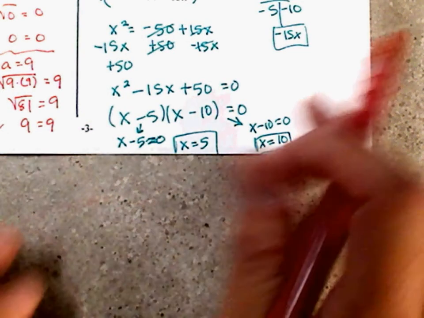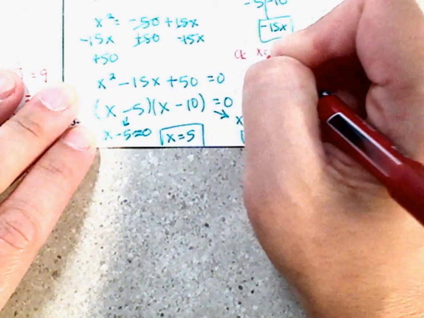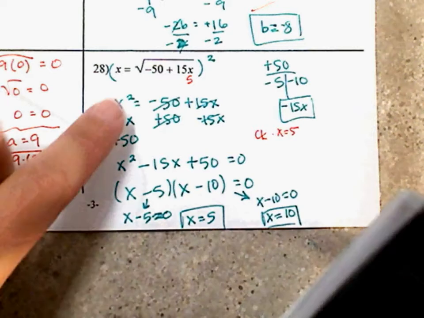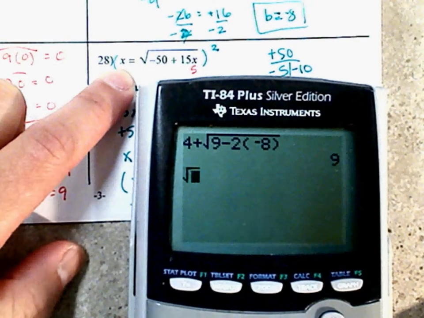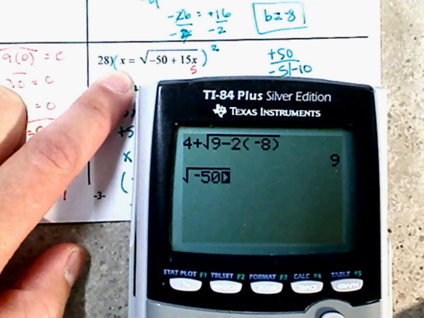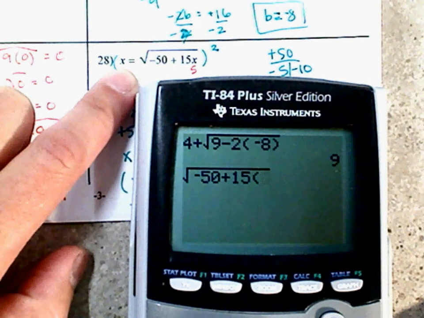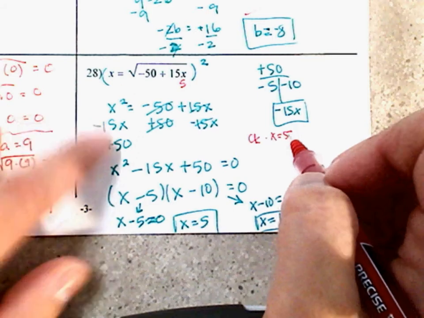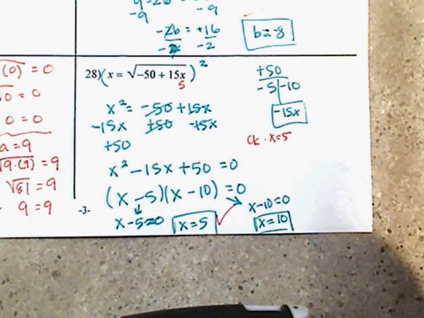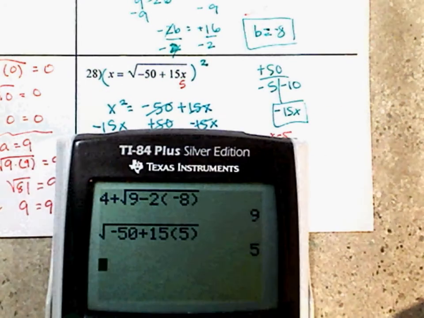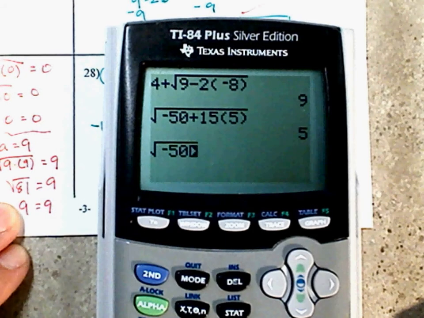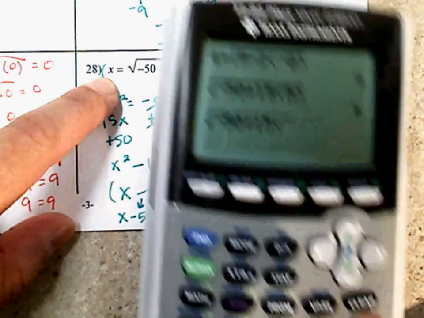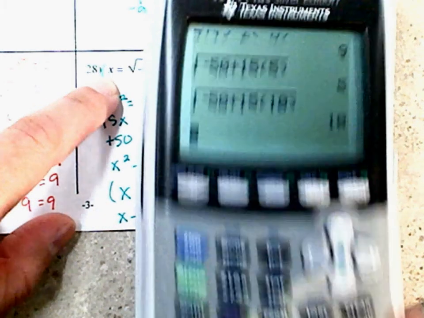Let's check that first one when x is equal to 5. Okay. Just plug it in, plug 5 in right there, and it should equal 5. All right. Square root, negative 50 plus 15 times your x, and x is 5 in parentheses. So does 5 equal 5? So that one works. Okay. Try it again with the next one. Square root, negative 50 plus 15 times 10. It should equal 10. So these two have two answers.